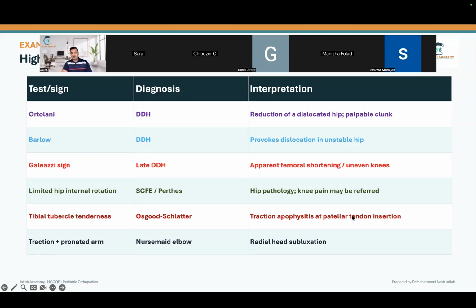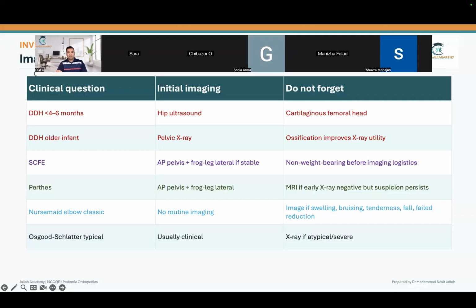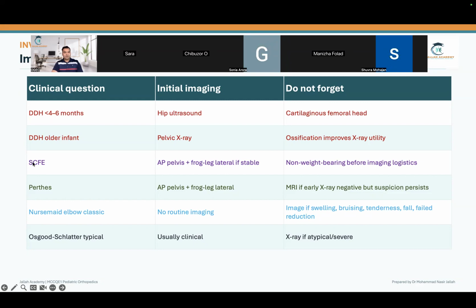Traction plus a pronated arm is nursemaid elbow. This is what they expect you to know, and it might be one of the options in the question. So, radial head subluxation. Now for the imaging choice, what MCQ1 actually expects.